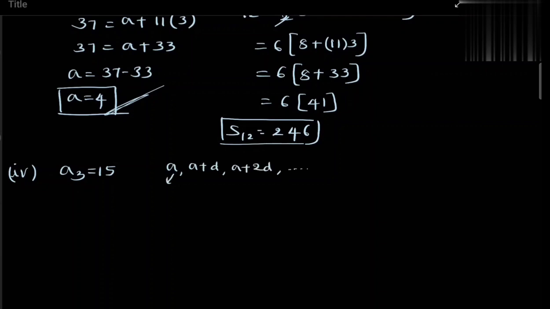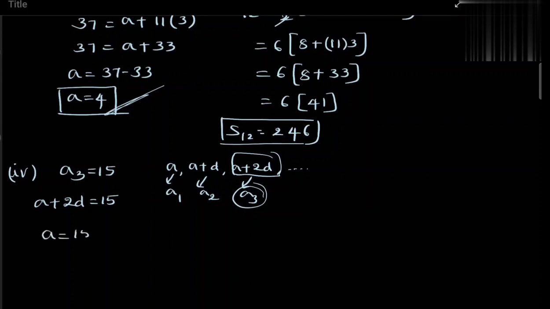So here, this is the first term, right? It will be written as a1, a2, a3. So here a3 is nothing but a plus 2d. So write it here: a plus 2d is equal to 15. So a is equal to 15 minus 2d. Call it equation 1.